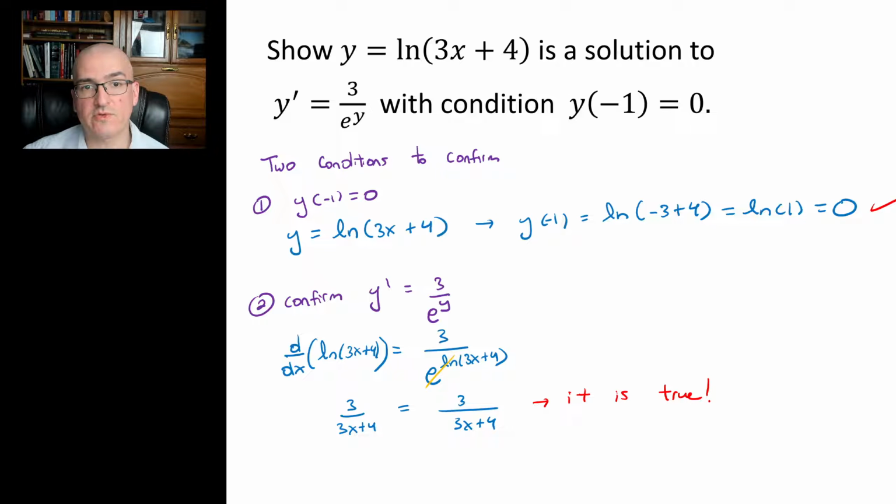And now look what's there. On the left, 3 over 3x plus 4. On the right, 3 over 3x plus 4. They match. So this proposal for a solution we can confirm is correct.